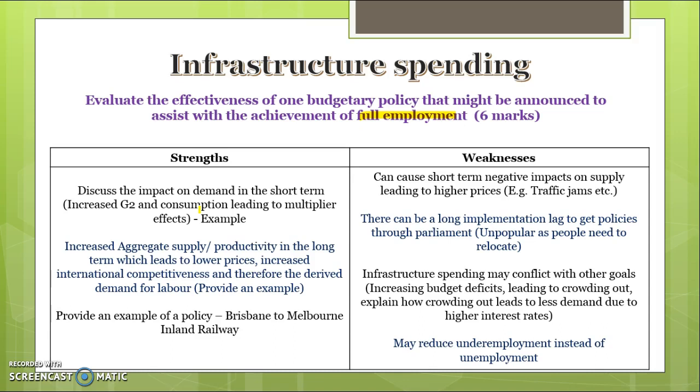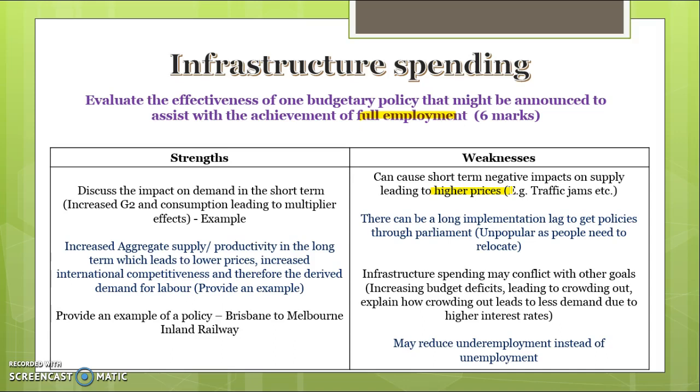In terms of weaknesses, you could talk about the negative impacts in the short term, potentially through higher prices as a result of traffic congestion and roadworks and things like that. You could also talk about the long implementation lag. So most infrastructure spending takes a long time to get through Parliament, particularly because it's unpopular because people have to relocate and lose their houses and things like that.